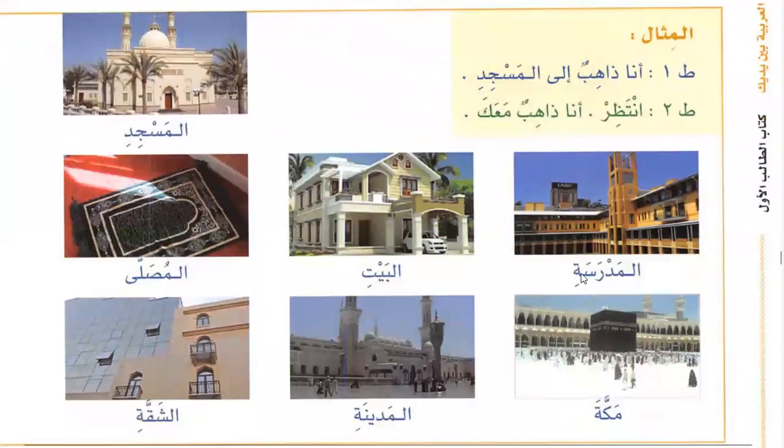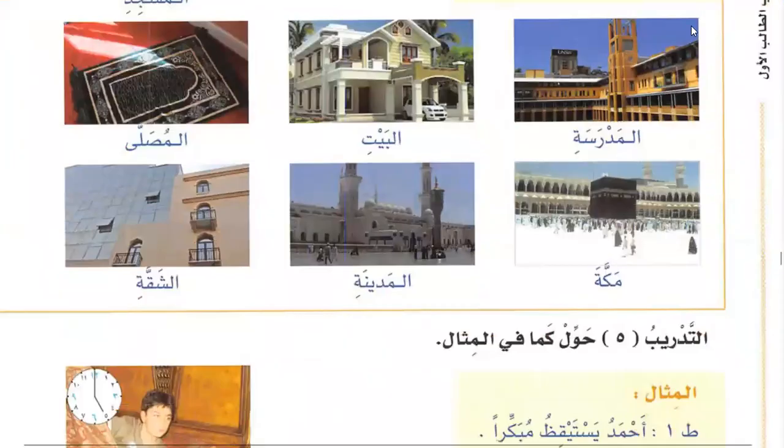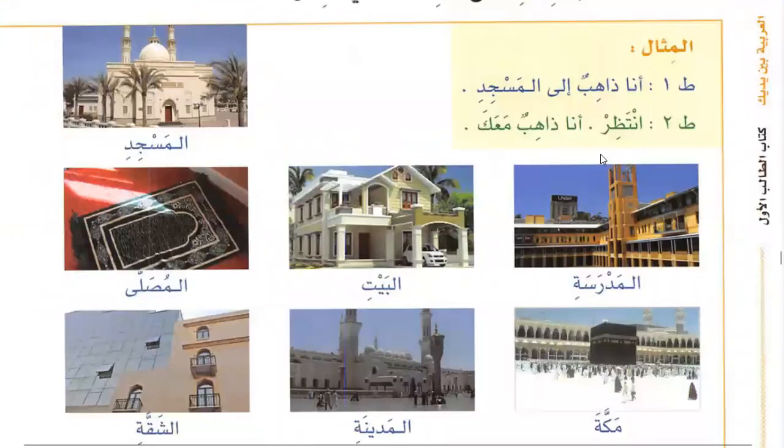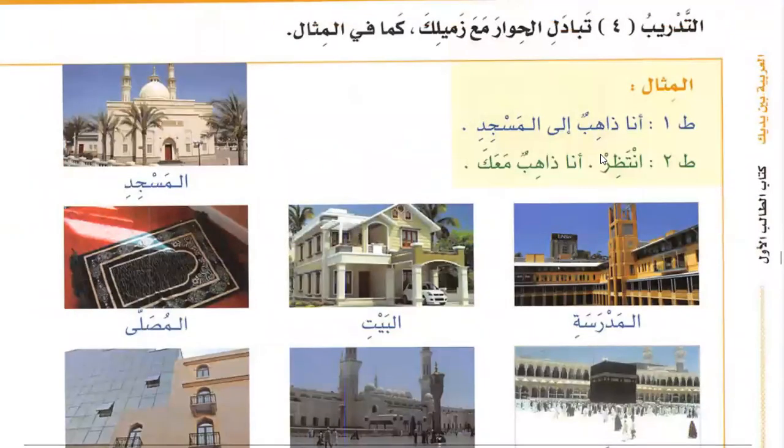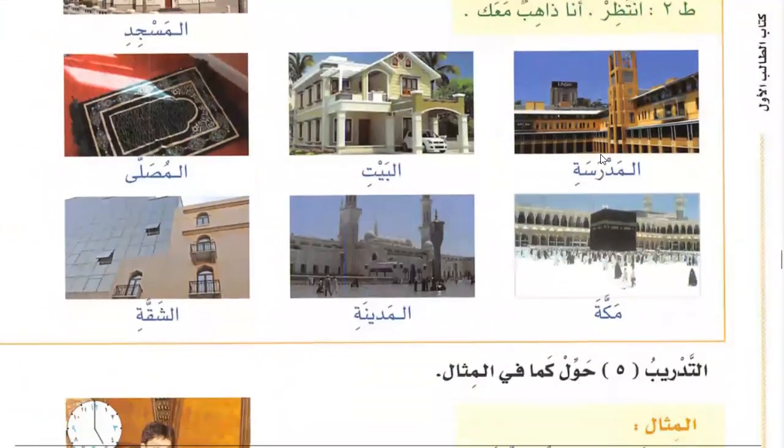Al-madrasa, the school. So here, you need to remember this sentence, I am going to that place. Second person will say, wait, I am going with you. So here, ana zahibun ilal-madrasa, I am going to the school. Second person will say, intazir. Ana zahibun ma'ak, I am going with you.